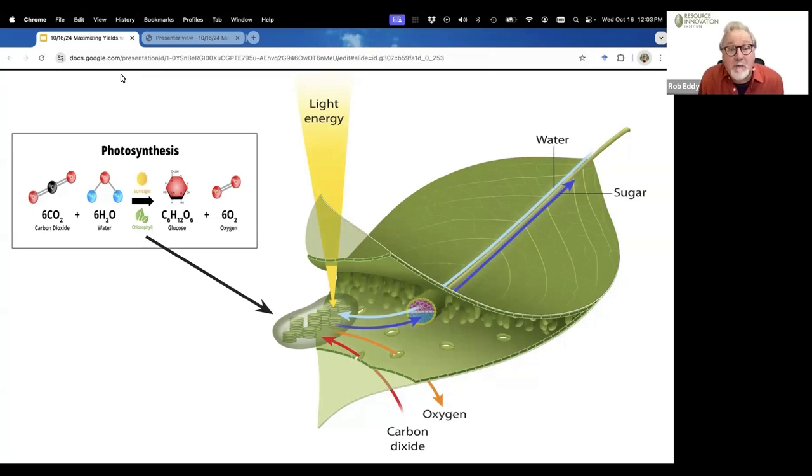And it turns out you can kind of cheat a little bit by giving plants more CO2, and they crank out more of the good stuff typically.